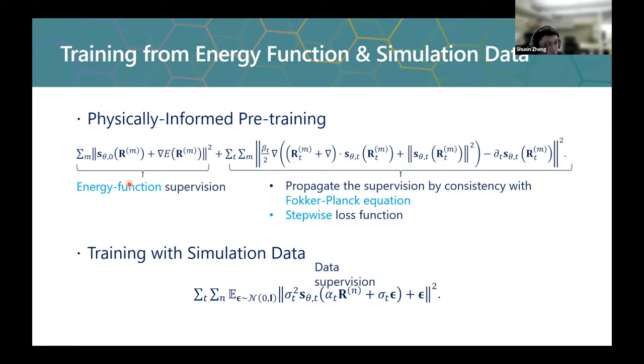Therefore, to solve this problem, we were also inspired by the PINN, physics-informed neural network. In fact, we know that this diffusion process is in accordance with the Fokker-Planck equation, and it should hold at every time step. So we can use this equation to construct a stepwise PINN loss to train this network. The idea is very simple, and it looks very nice in theory.